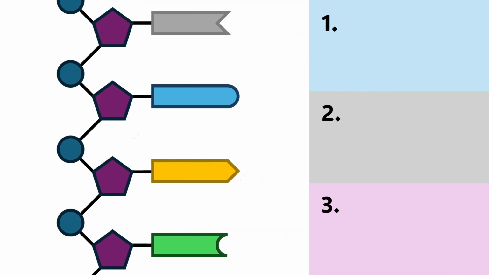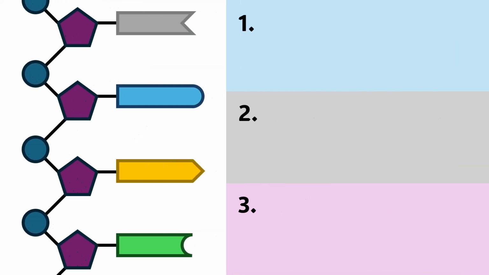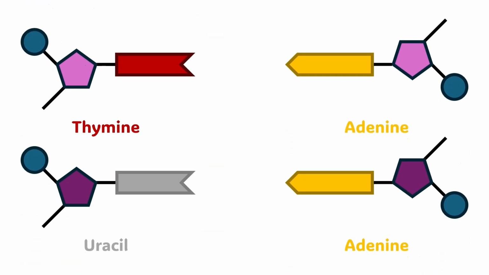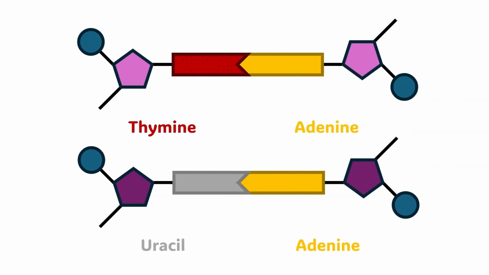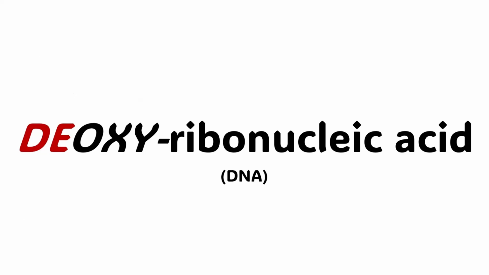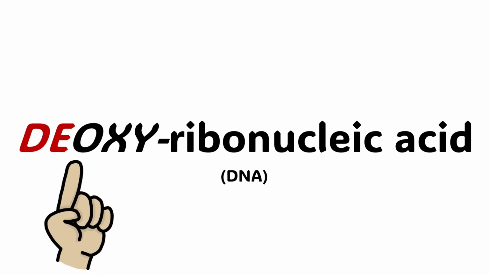Now, RNA, or ribonucleic acid. RNA has three major differences with DNA. The first and biggest difference is the fact that RNA has only one strand. The second difference is that RNA does not have the base thymine. Instead, it has the base uracil, which, just like thymine, only pairs with adenine. The third difference is that the sugar, or ribose, of RNA has an extra oxygen added to it, which DNA does not. Thus, deoxyribonucleic acid.